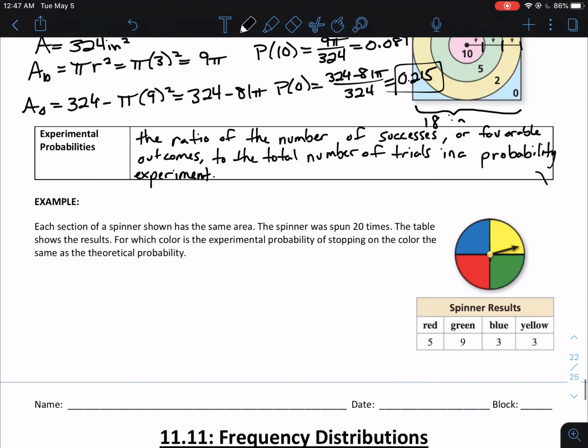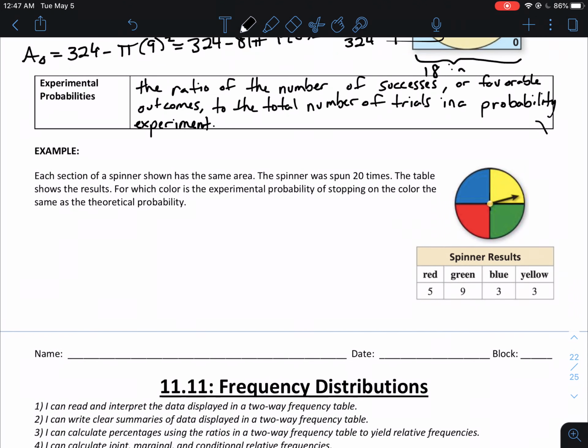Okay, last probability that we're going to look at for today is the idea of experimental probabilities. An experimental probability is the ratio of the number of successes or favorable outcomes to the total number of trials in a probability experiment. It's not necessarily what you expect to happen, but what actually did happen. What you expect to happen is theoretical. What actually happened is the experimental. Some people will call it the actual probability versus the expected probability. If you see those, just know that that's what they're referring to.